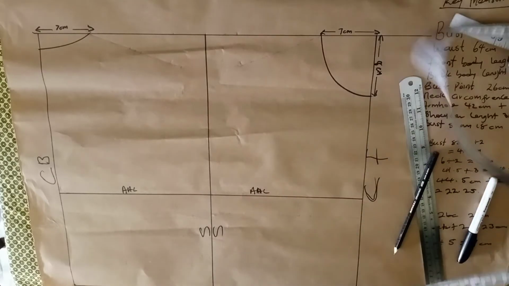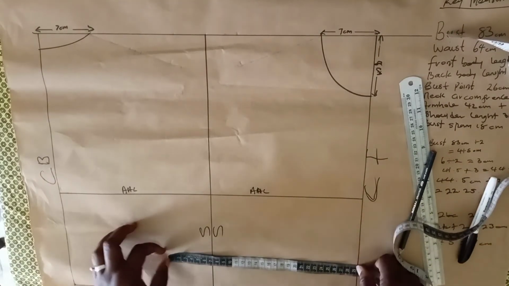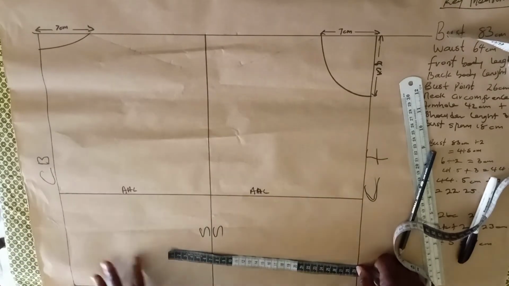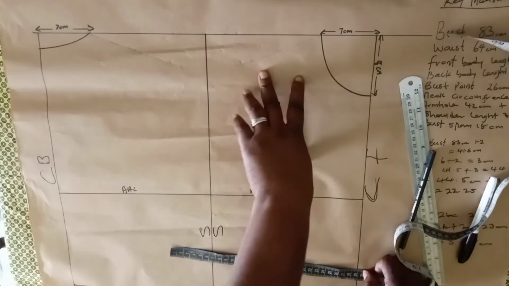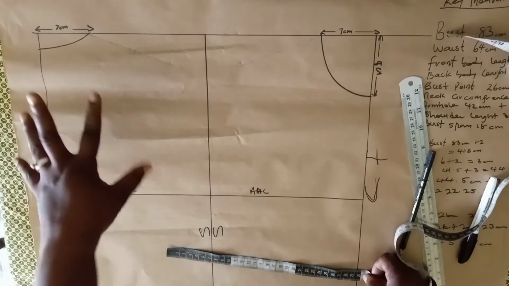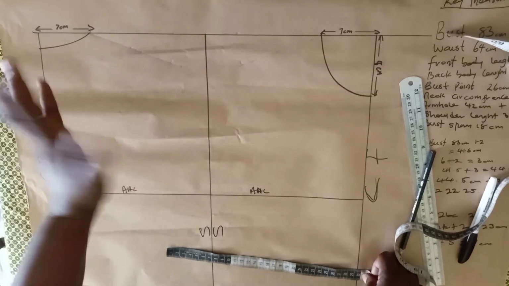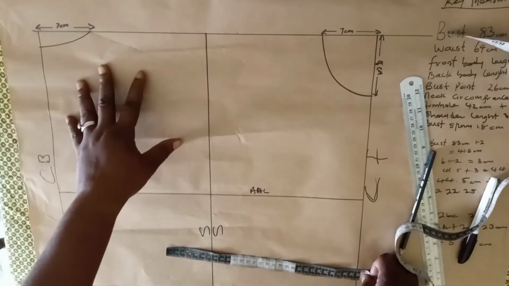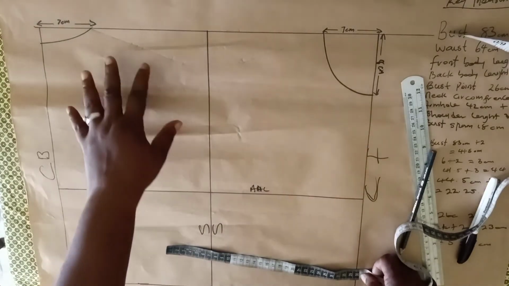Step 5. On step 5, we are going to put in our shoulder darts. The shoulder dart of the front body is necessary, while the shoulder dart of the back body is not necessary, but I will indicate it on this tutorial for knowledge purpose.